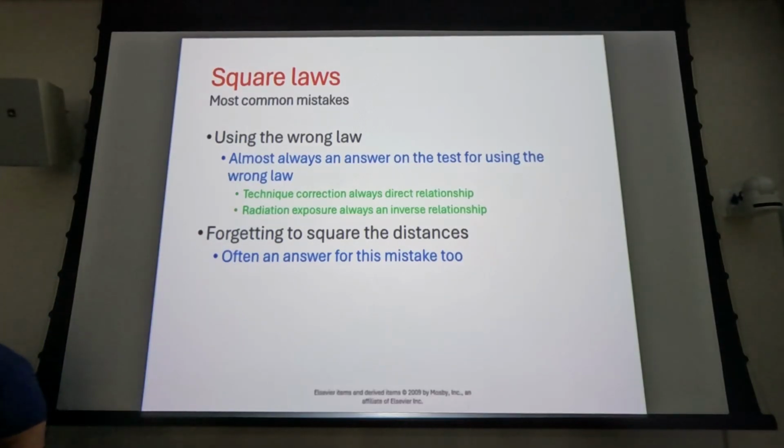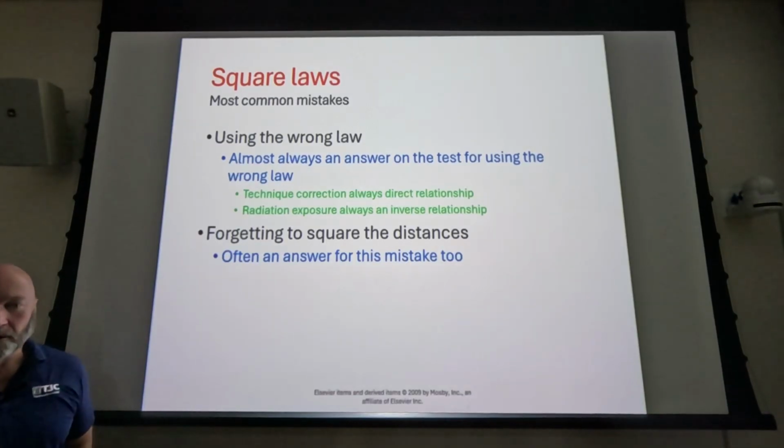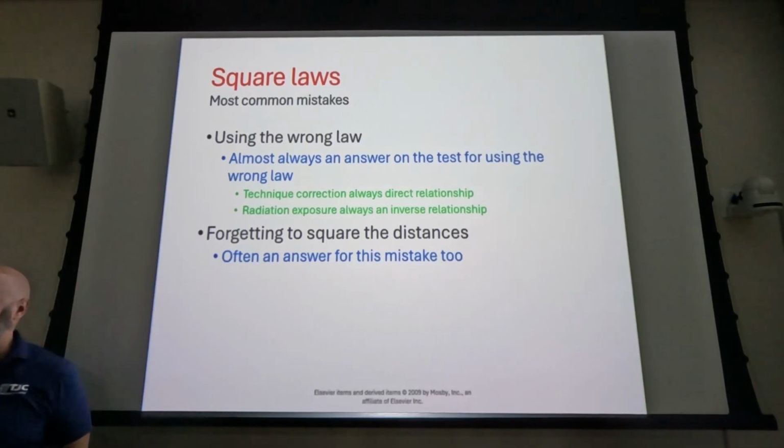All right, so that will be number 1, and number 2 is just working the wrong law. So you might plug mass into intensity and work the inverse square law for the direct square law.